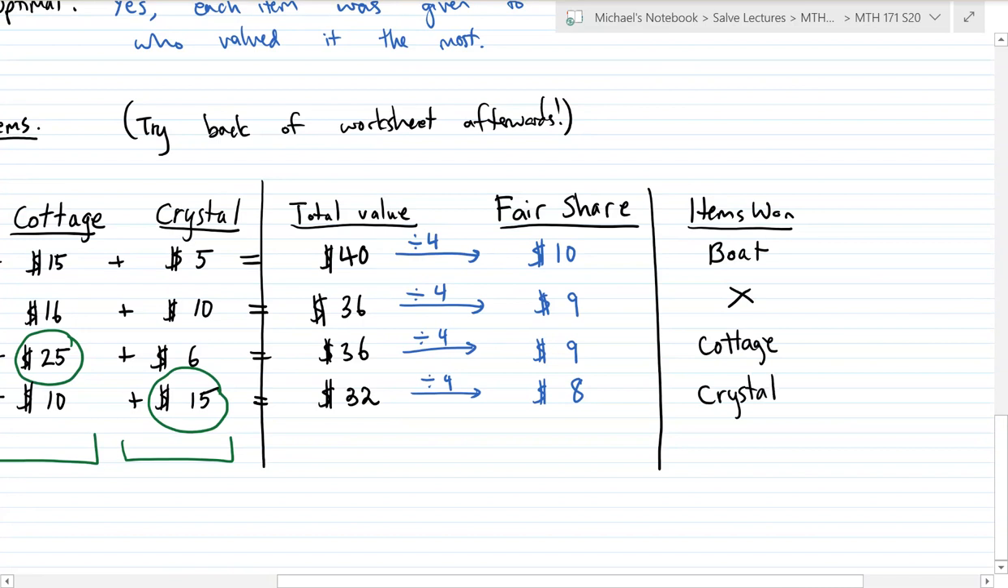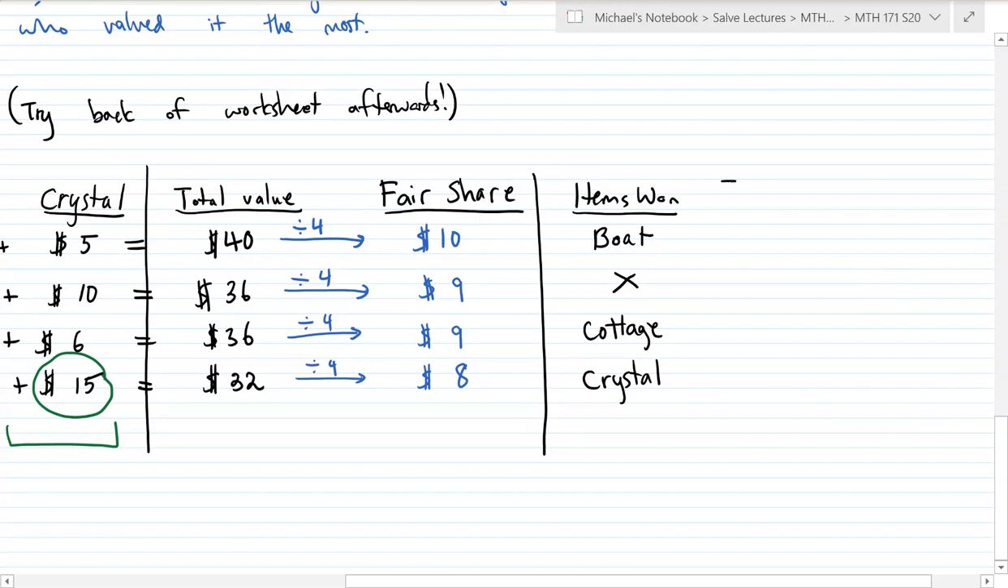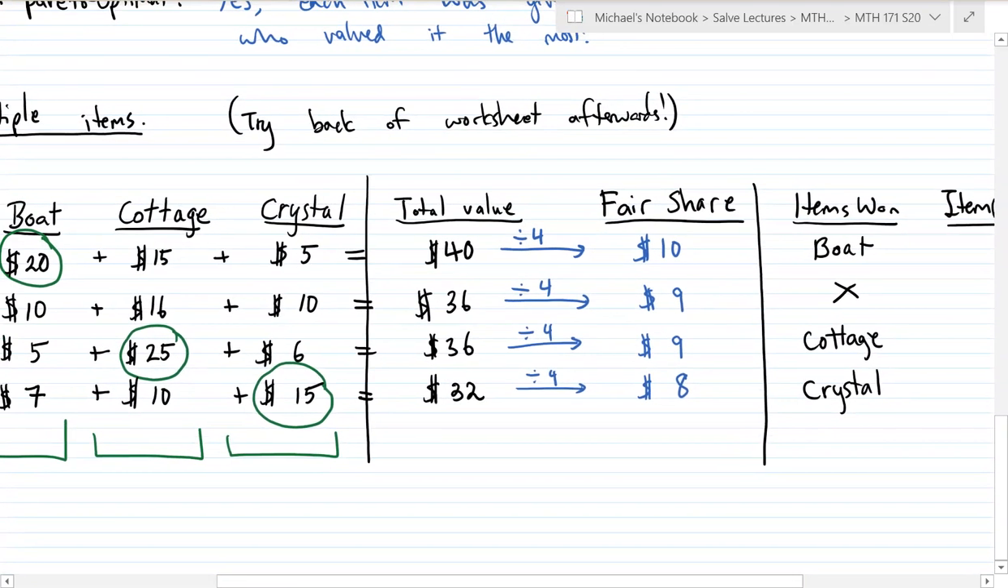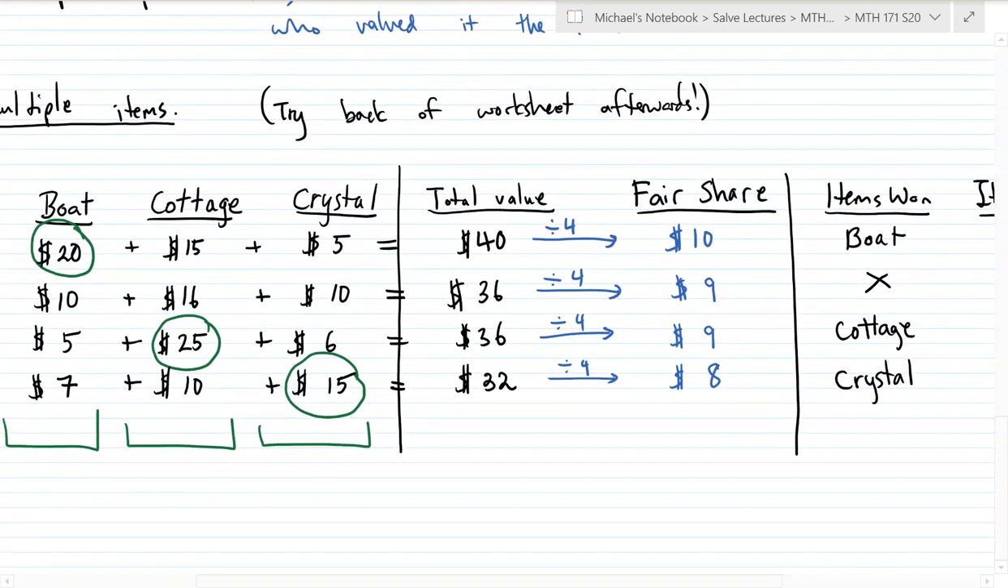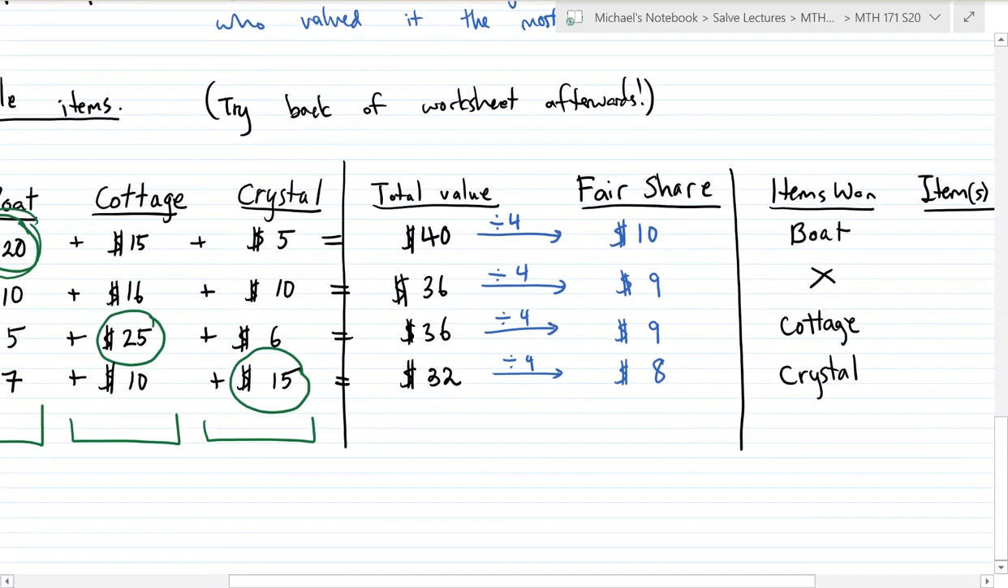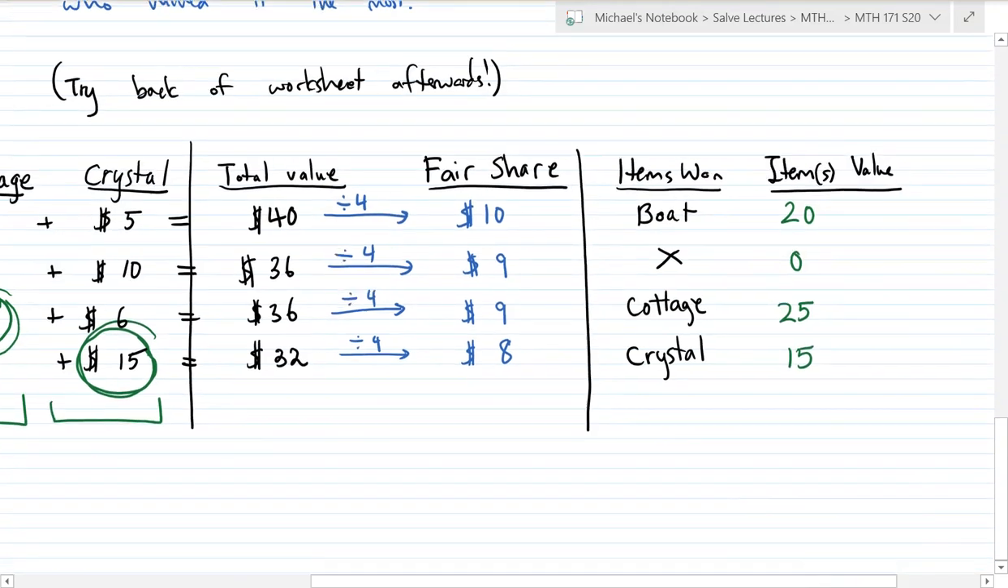Okay. And now just like before, I can say, okay, how much value do they have? So what is the value of the items that they currently have? We'll go back to the bids. Looks like Hannah thought that the boat was worth 20. Okay, 20. Michael has no items. Leah thought the cottage was worth 25. That's just from her bid there. And Aze thought the crystal was worth 15,000. Okay.